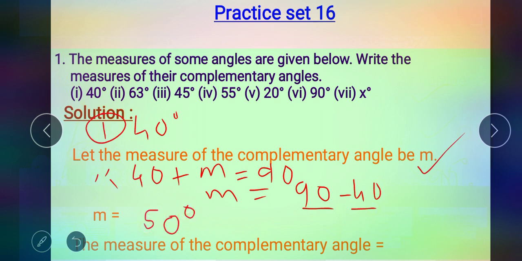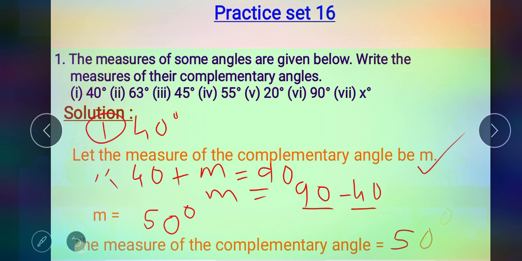Students, so here the measure of the complementary angle will be 50 degrees. In the same way you can do. We did the first one, and we got the answer 50 degrees.